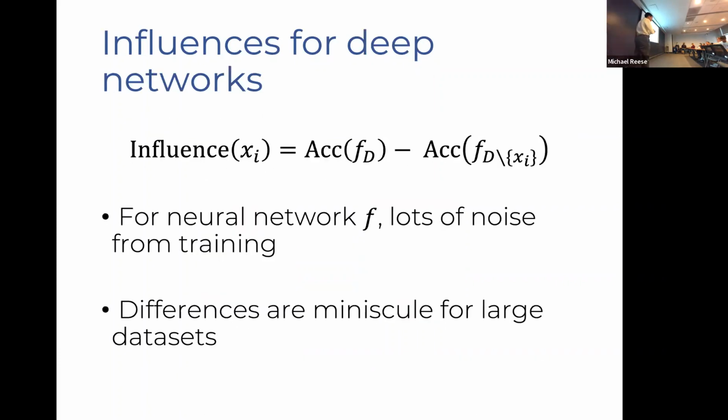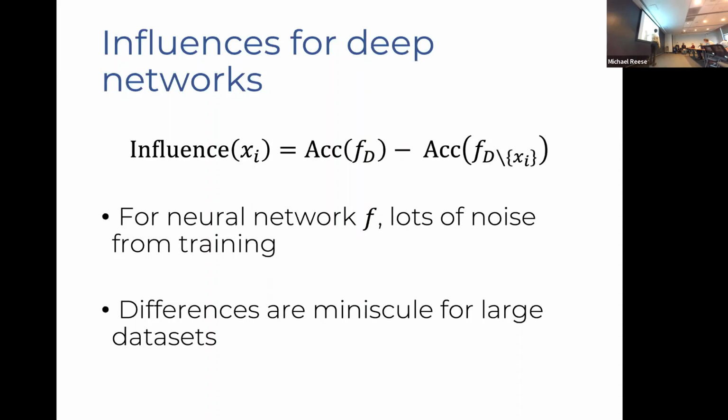Now, if you try to do these influences on these deep networks, you probably will run into several problems. Two of which are that when you try to estimate this value, because we're training neural networks, there's a lot of noise. When you train this one and then you train this one, the accuracy varies, and then this actual difference is also going to vary. And also, because we're only removing one data point, these differences are really small.